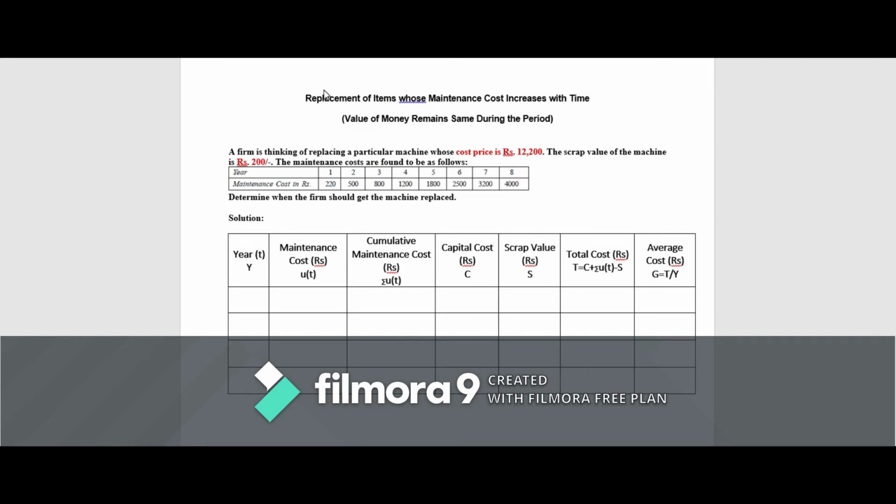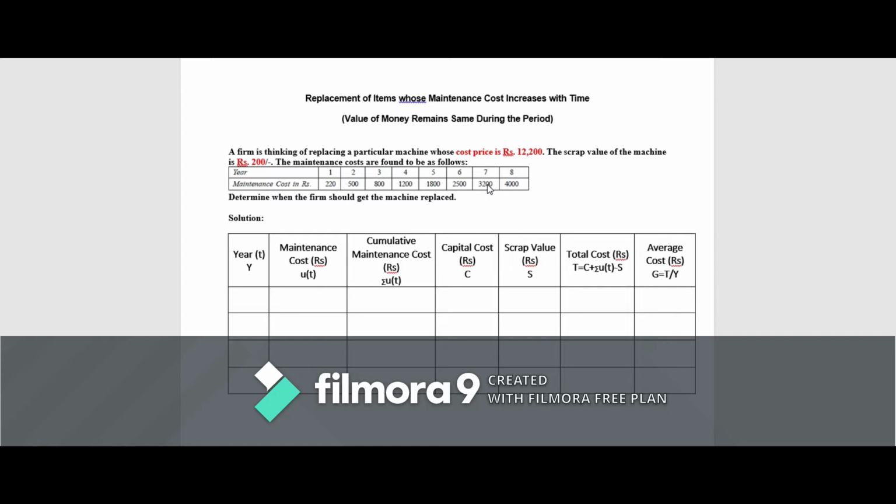Now let us discuss a problem in replacement theory. So in the category of replacement of items whose maintenance cost increases with time and the money value is constant. Let me read out the problem statement. A firm is thinking of replacing a particular machine whose cost price is rupees 12,200. The scrap value of the machine is rupees 200. The maintenance costs are found to be as follows.